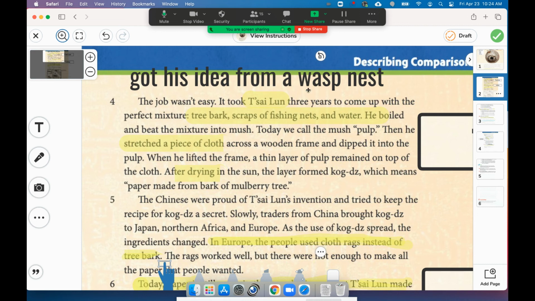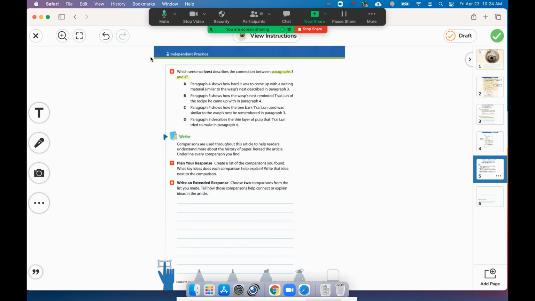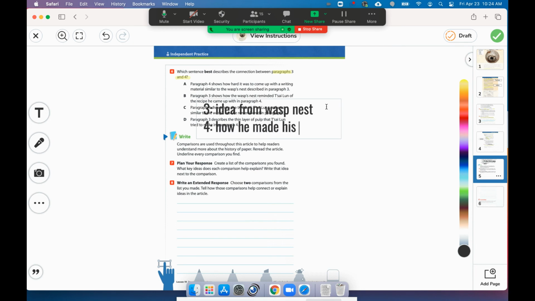So he got his idea from a wasp nest in paragraph 3, and in paragraph 4, it tells us how he created his paper, or the kaagduz. So I'm going to be thinking of those 2 things. I'm going to write them so I don't forget them. So paragraph 3, idea from wasp nest. Write this with me. Paragraph 4, how he made his kaagduz paper.